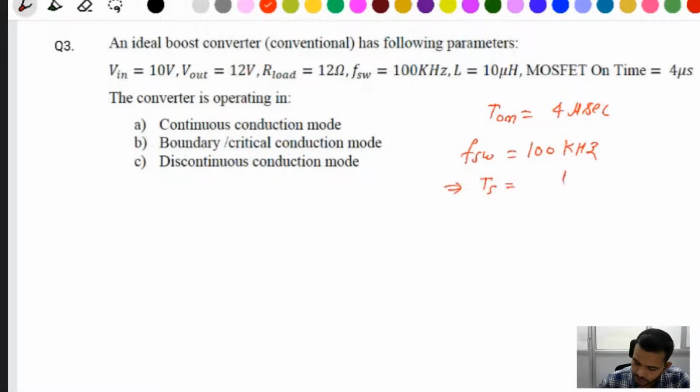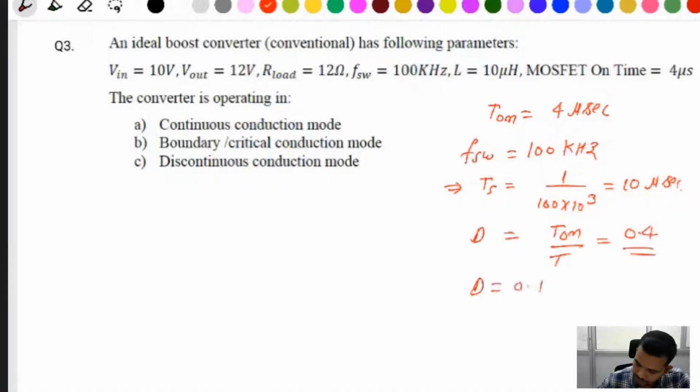Find the total time period from this. Ts is 1 divided by 100 into 10 to the power 3, and find 10 microsecond. Then find the duty cycle D. D is equal to T on divided by T, the total time period, which is 0.4. We have the duty cycle.